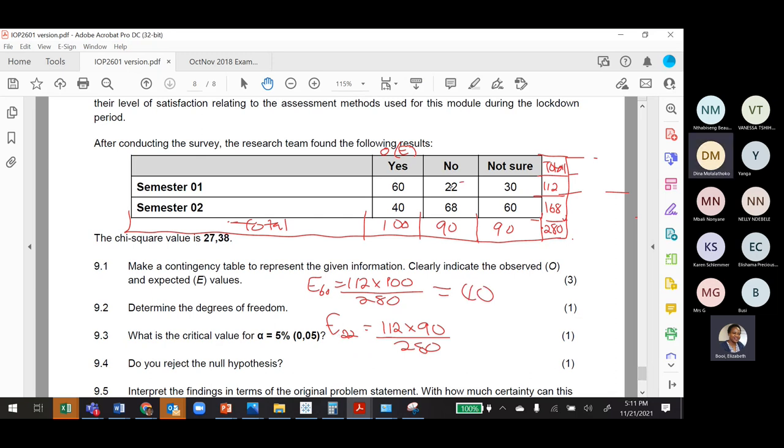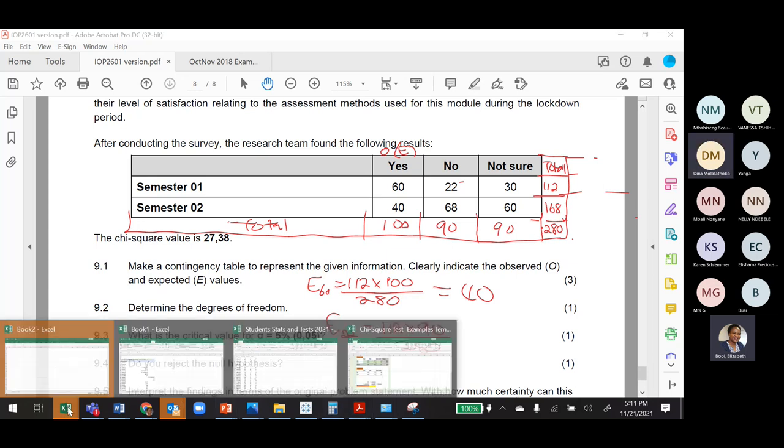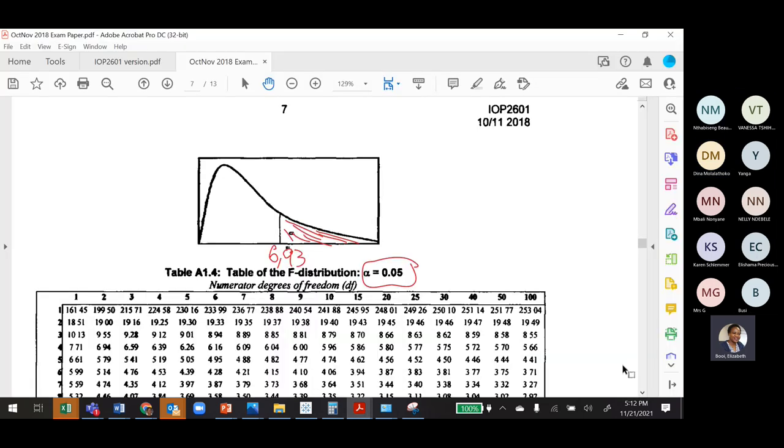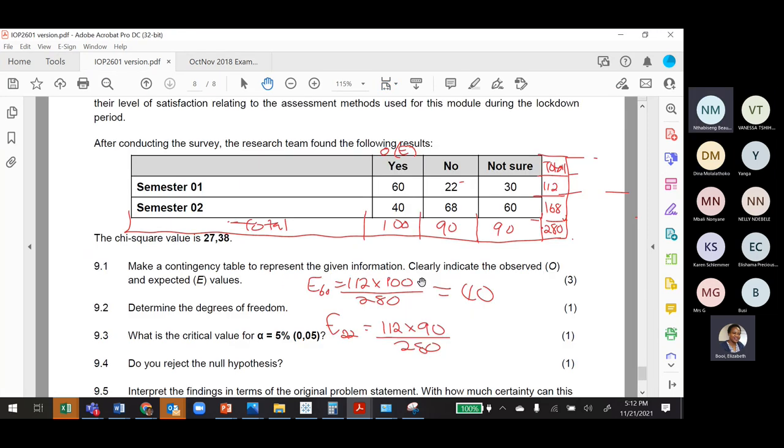And in terms of 22, it is 112 multiplied by 90. What do you have? Thirty-six. So therefore it is 36. Oh, sorry, not that one. And that is 36. So if you use this kind of a template, then you can say 40, put all your observed values into the bracket and say 36, and so forth. Or you can create another table or you can use the same table and create all the values in there. So I'm just going to use the bracket for this.